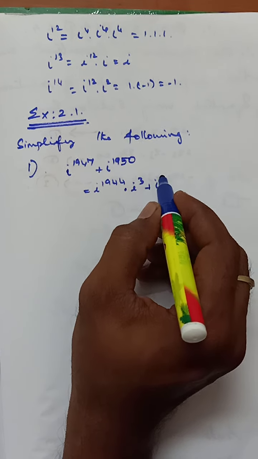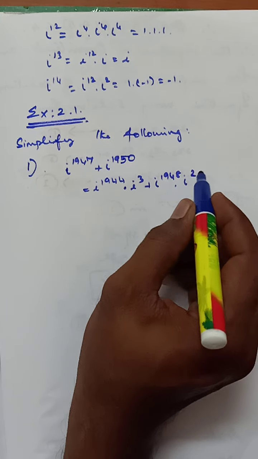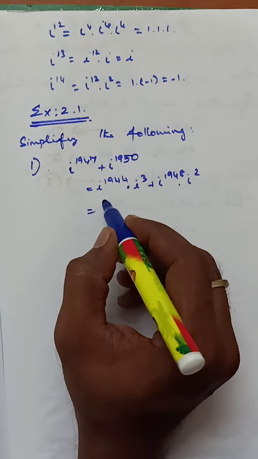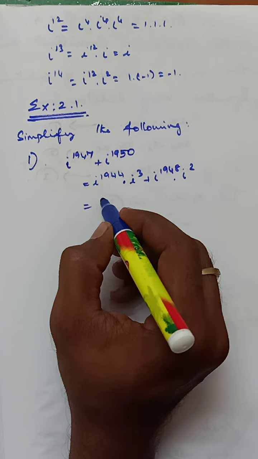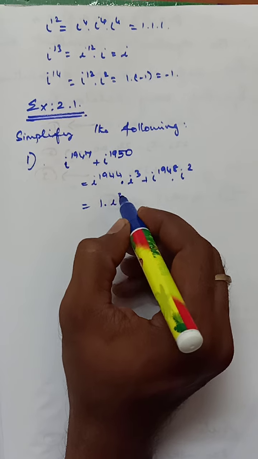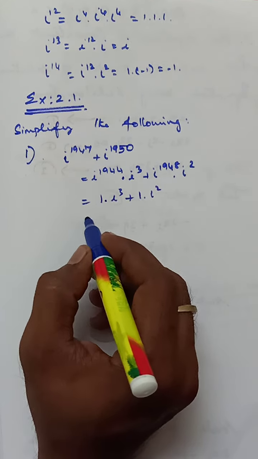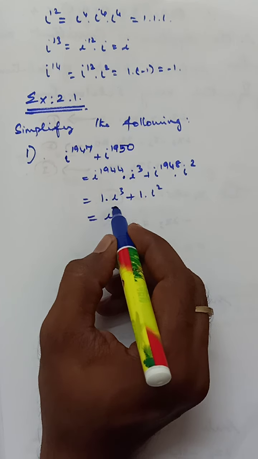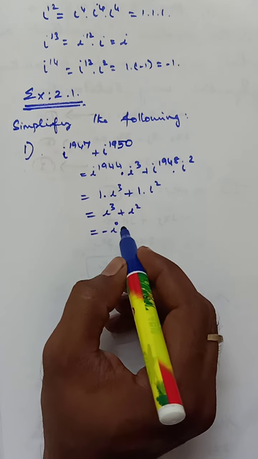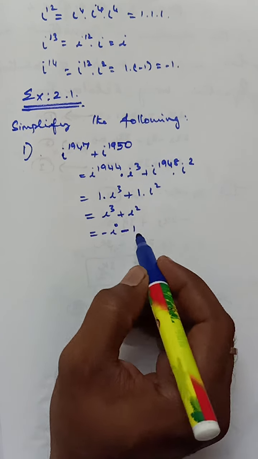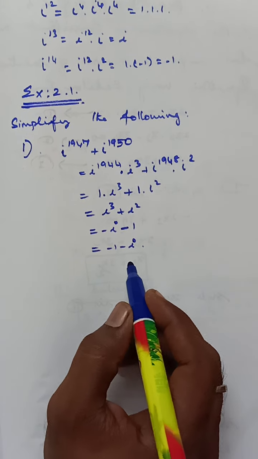For the second term, i¹⁹⁵⁰ is i¹⁹⁴⁸ into i². Okay, so i¹⁹⁴⁴ is a multiple of 4, so the value is 1 into i³. Like that, this becomes i³ plus i². i³ is −i and your i² is −1. So the answer is −1 − i. You have to write it in standard form.